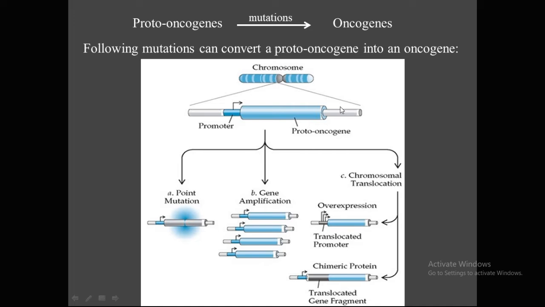Proto-oncogenes are normal cellular genes and they undergo certain mutations known as gain of function mutations, which convert these proto-oncogenes into oncogenes. Oncogenes are cancer causing genes. Some of the mutations which can convert a proto-oncogene into an oncogene are point mutations. Point mutations occur at a single locus.